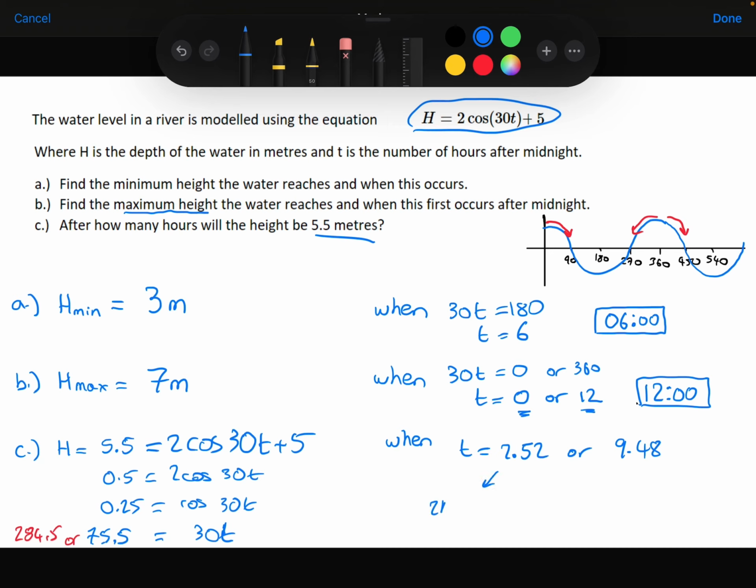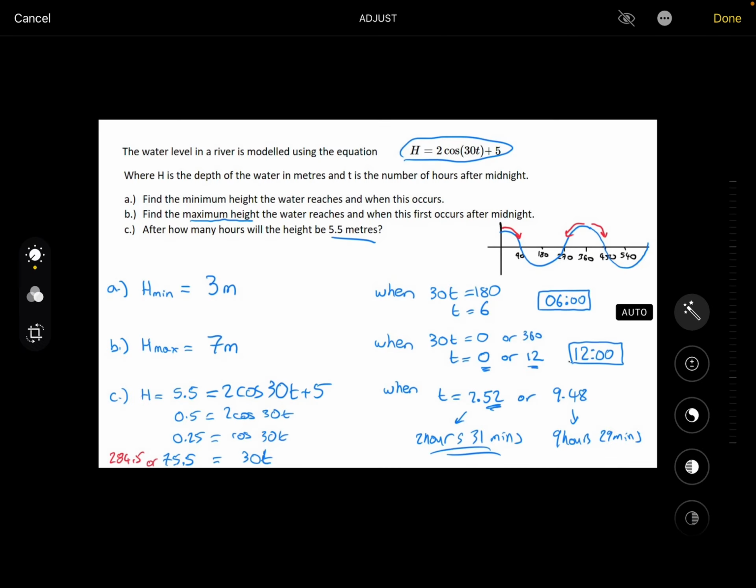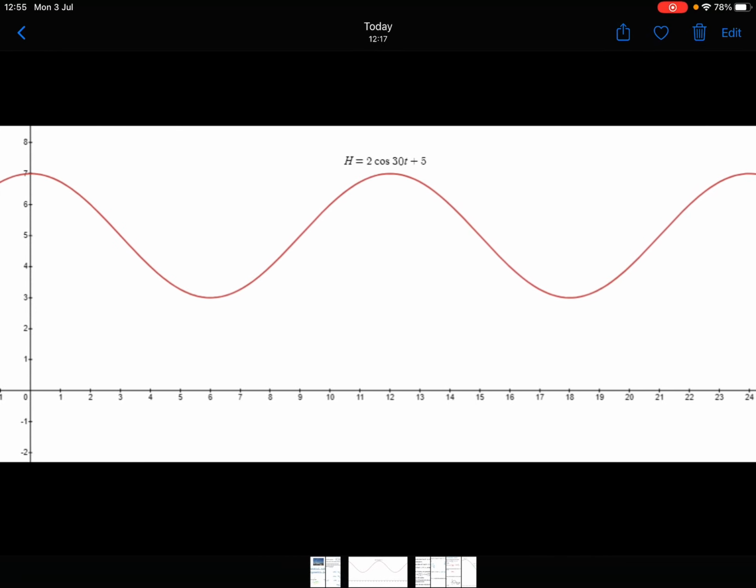So this is 2 hours. The 0.52, if I multiply that by 60, that's going to tell me how many minutes that is. So that's 2 hours and 31 minutes after midnight. And this is 9 hours. And again, multiply the 0.48 by 60, and you'll get 29 minutes. Those are the 2 values of t when the height in the river is 5.5.